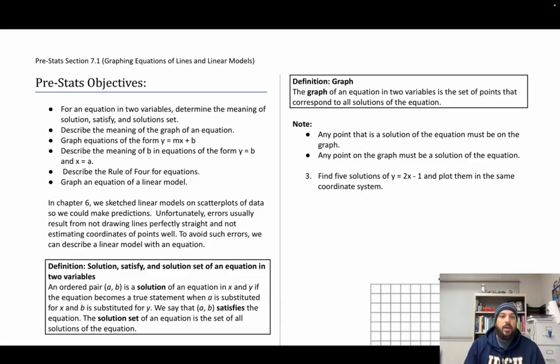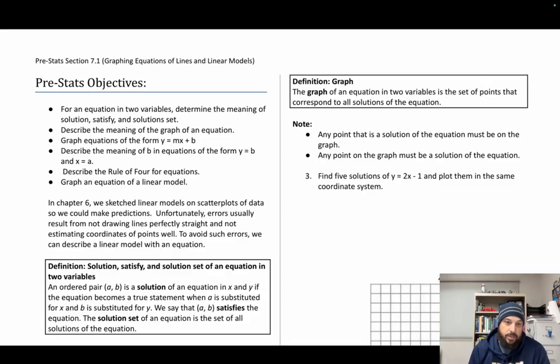All right, so starting out our chapter 7 here. And so looking at graphing equation lines and linear models, which will then connect to the scatterplot stuff we were doing back in chapter 6 and being able to model that least squares regression line.